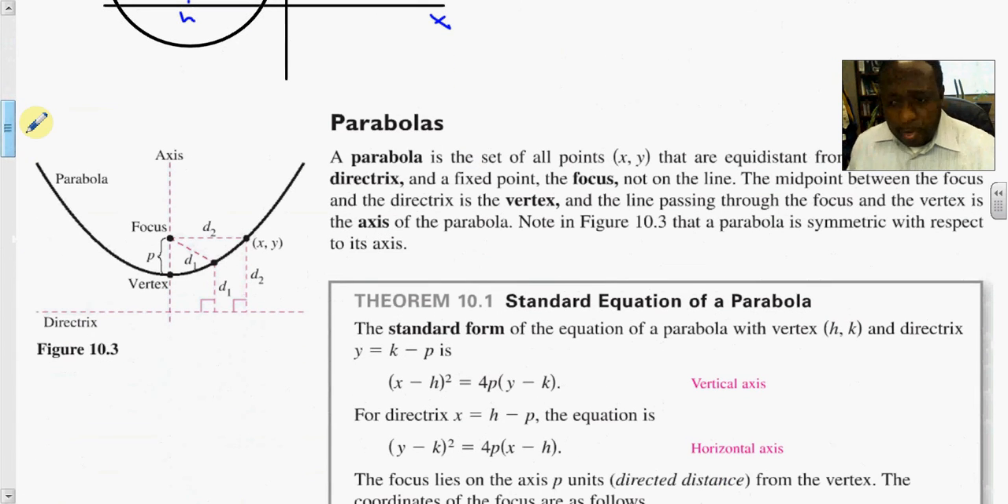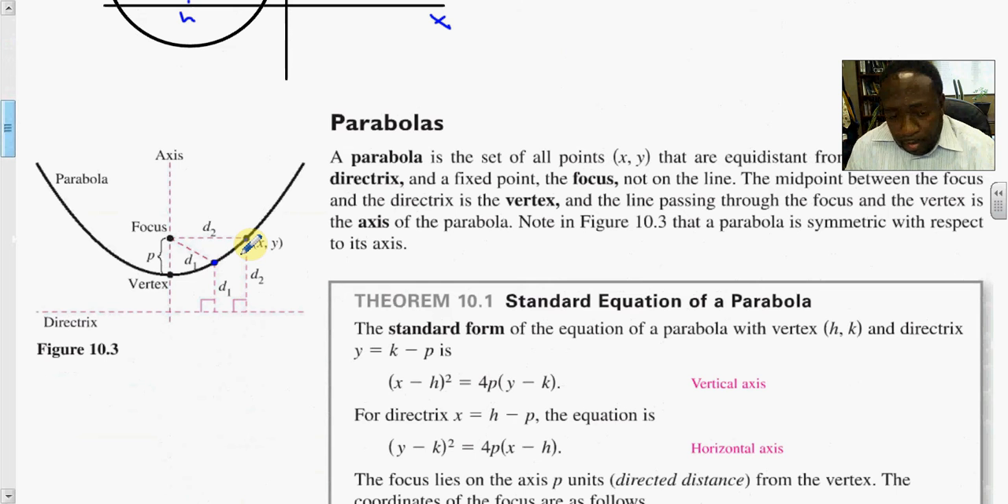Well, let's talk about a parabola. The parabola has the definition that it's the set of all points (x, y) that are equidistant from a fixed line that we call the directrix, and from a fixed point that's called the focus, where the focus is not on the line of the directrix. So if I take any point on the parabola, its distance from the focus and its distance to the directrix will be the same. Whatever point you take on the parabola, that distance stays fixed or constant.